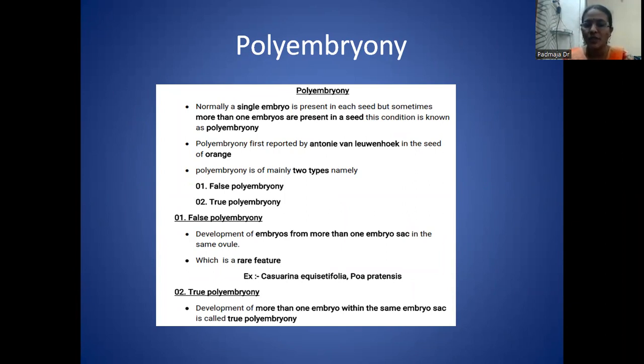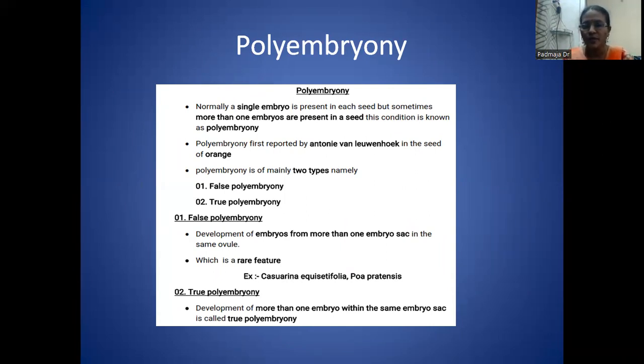It was first reported by Anton von Leeuwenhoek in the seed of oranges, which belong to the citrus family. He observed that more than one embryo is seen. That condition is known as polyembryony.